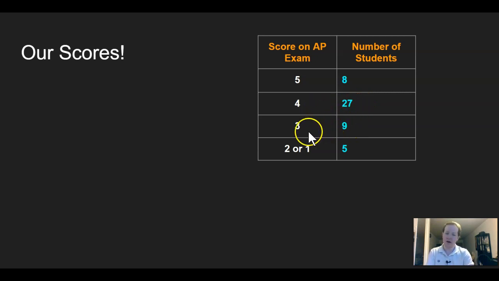Okay, 9 people got a 3, and 5 people would have not passed. They got a 2 or a 1. What does this mean for our pass percentage? This was a 90% pass rate. Remember, passing is getting a 3, 4, or 5, and this is fantastic. 90% of you passed the AP exam, or our mock version of the AP exam.